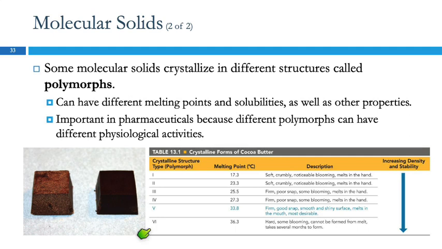As we go through these, their melting points get larger. And this type 5 is considered the best. That has a melting point of 33.8. So that's going to be a solid at room temperature, and it's not going to melt in your hand, but it will melt in your mouth.